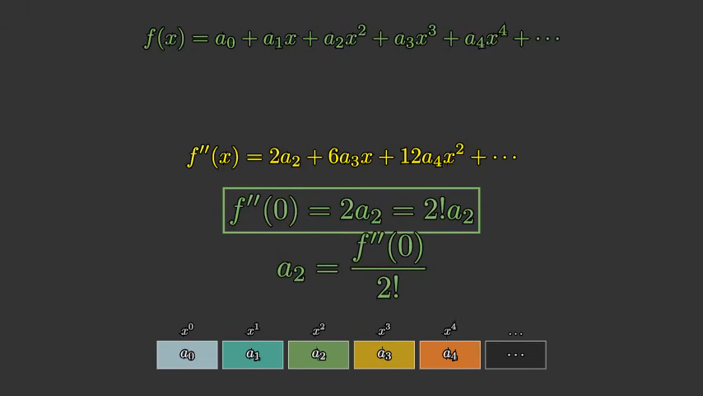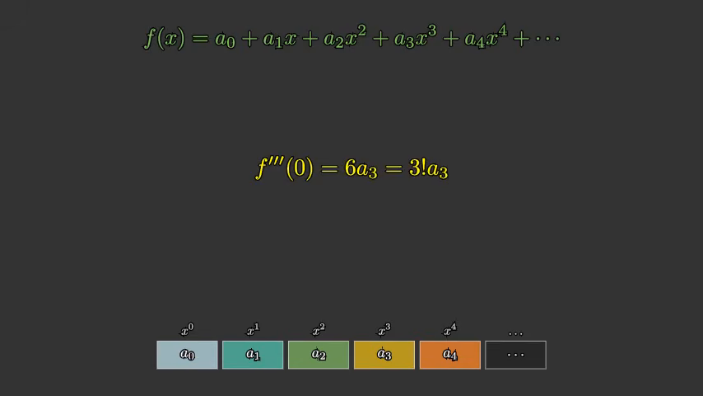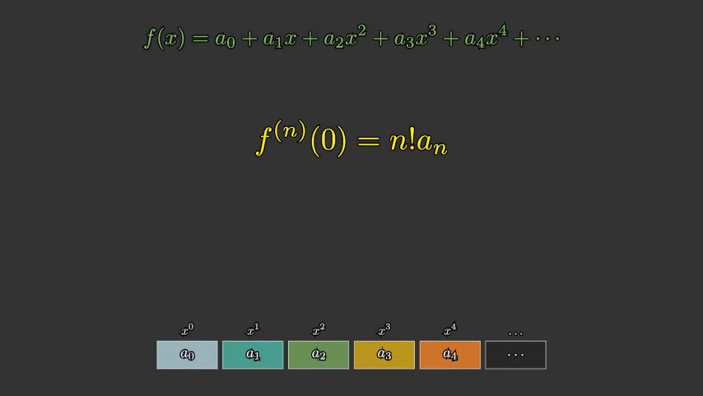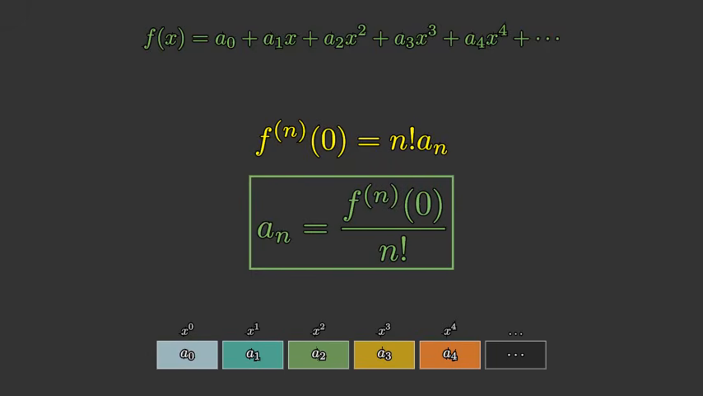Put x equal to 0. Only 2 a sub 2 remains, so f double prime of 0 equals 2 a sub 2. Since 2 is 2 factorial, we get a sub 2 equals f double prime of 0 divided by 2 factorial. The same pattern continues. The third derivative at 0 gives 6 a sub 3, and 6 is 3 factorial. The fourth derivative at 0 gives 24 a sub 4, and 24 is 4 factorial. So, in general, the nth derivative at 0 equals n factorial times a sub n.